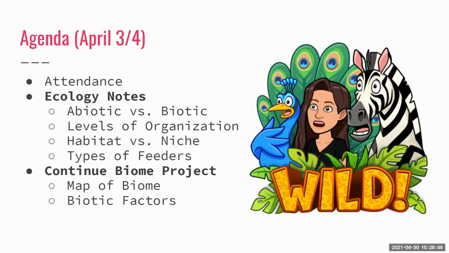So today we are going to start with some ecology notes. So I'm going to talk to you a little bit about abiotic versus biotic factors. What are those? The levels of organization that we see in ecology, the difference between habitat and niche, and the different types of feeders that we find in our ecosystems. After I go over some of those notes, like I said, we're going to continue working on this biome project.